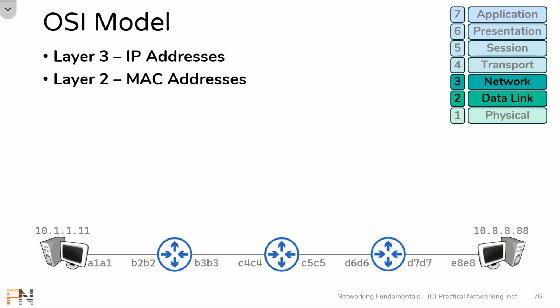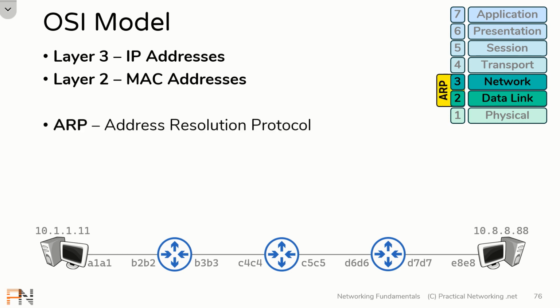Now, we've been talking about IP addresses and MAC addresses as independent functions, and indeed they are. But I should mention at this point that there is a protocol that's going to tie these together. That protocol is known as the Address Resolution Protocol. It's going to link a layer 3 address, like an IP address, to a layer 2 address, like a MAC address. Now, ARP is crucial to understanding how data flows through a network.